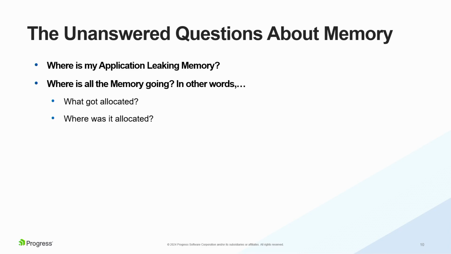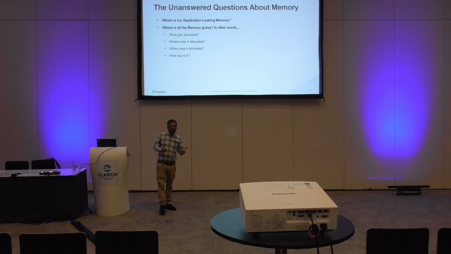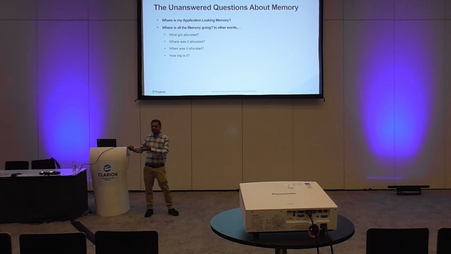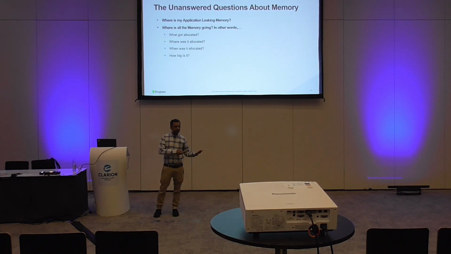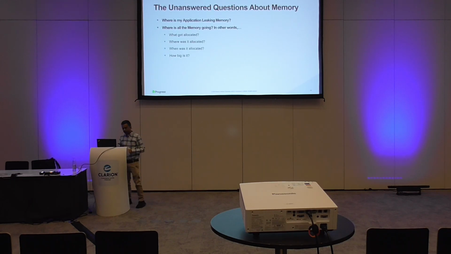Where was it allocated? When did it get allocated, and how big is it? So what got allocated? That means whether I'm creating any ABL object, .NET object, or I'm making any database connection. On that database connection, I am executing any dynamic query. So what type of object am I creating? Where did it get allocated?